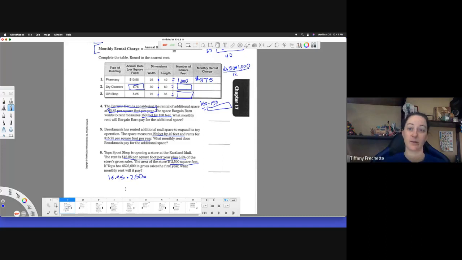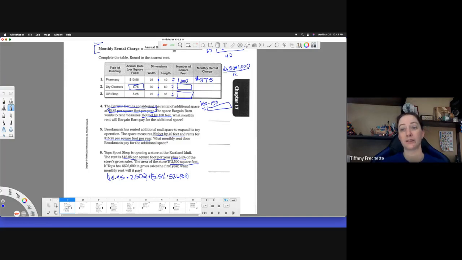Okay, and that's just the straight square footage. But we have to now add 5.5% of the 526,000 that they made in annual sales, because that's part of their agreement. So we have our square footage calculation and we have our 5.5% of annual sales calculation. We have to do both in this problem.